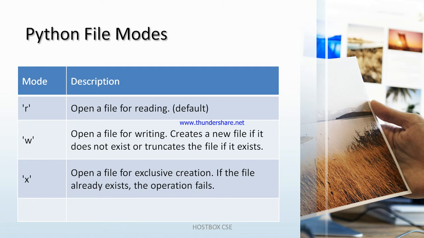Then Python file modes. There are a few modes. First one is r, another is w, and another is x. r opens a file for reading, by default. For example, if you have a file a.txt with the content welcome, you can use r and read the information, welcome, whether it is a text file or a binary file. w opens a file for writing, creates a new file if it does not exist, or truncates the file if it exists. For example, you can create b.txt where you can write information like welcome to Python. And x opens a file for exclusive creation.